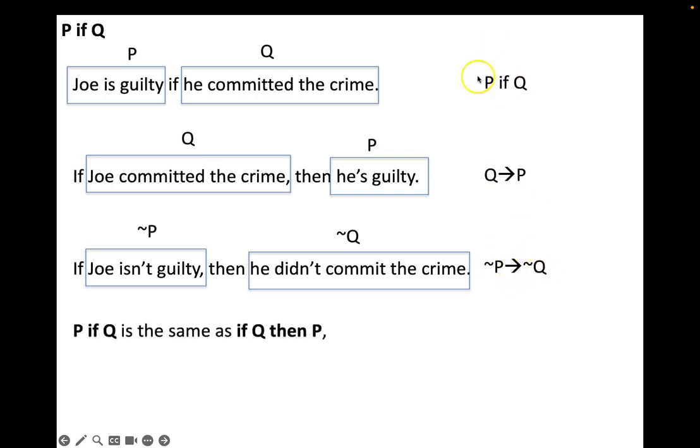So if you're going to represent P if Q using the arrow, you would represent it like this, Q arrow P. Of course, you could also represent it not P arrow not Q, since Q arrow P and not P arrow not Q say the same thing. So P if Q is the same as if Q then P, which is the same as if not P then not Q.